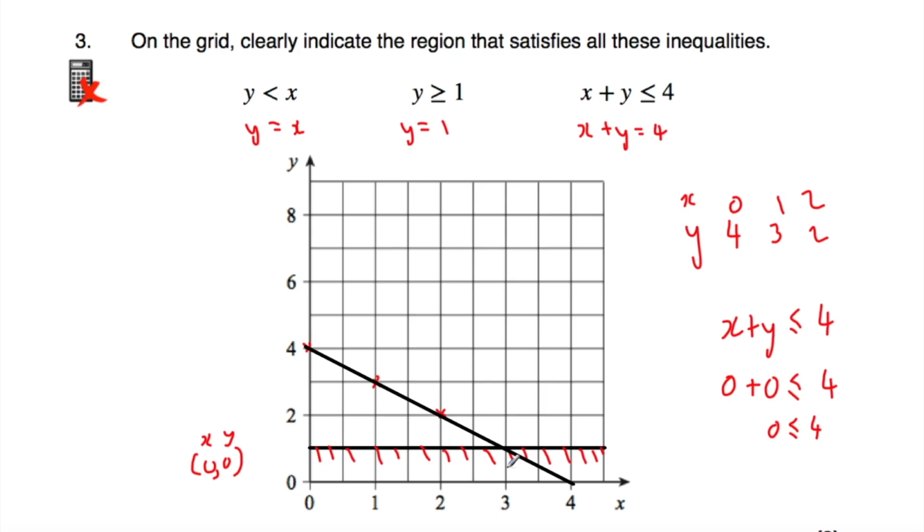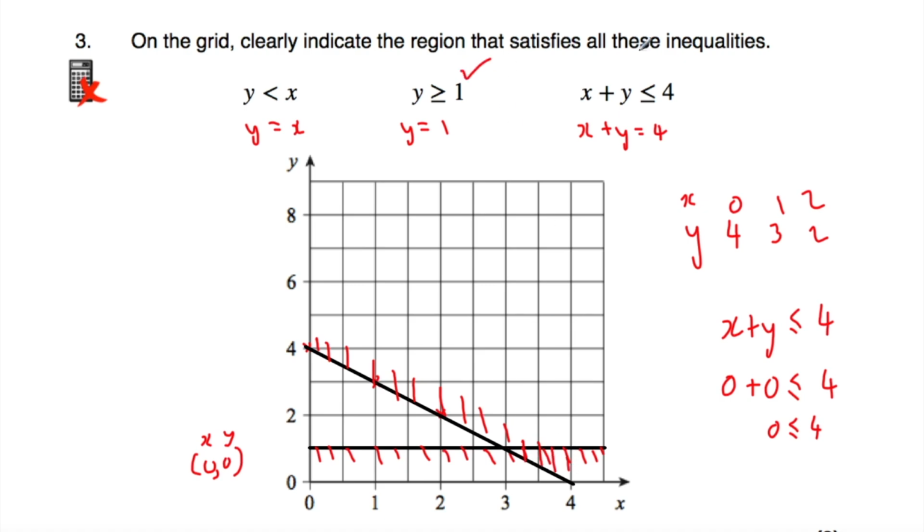All those points below the line would satisfy the inequality, and on the line as well, because it was less than or equal to 4. But all the points above that diagonal line would not satisfy the inequality. If we chose this point 1, 6, if you do 1 plus 6, that's equal to 7, so that wouldn't work. So let's reject above the line, so like this.